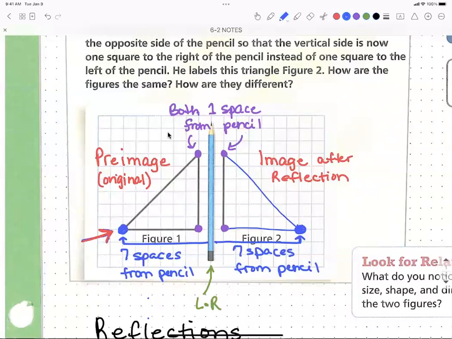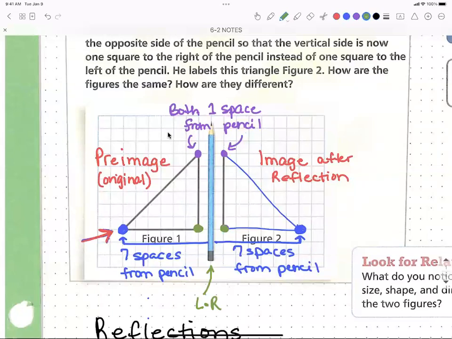If you look at this bottom point, I'll do it green. It is 1 space from the line of reflection. Therefore, the other point has to be exactly 1 space from that line of reflection on the other side. And then if you look at the purple one at the top, that point is 1 space to the left of the line of reflection, and so you have 1 space to the right of the line of reflection.